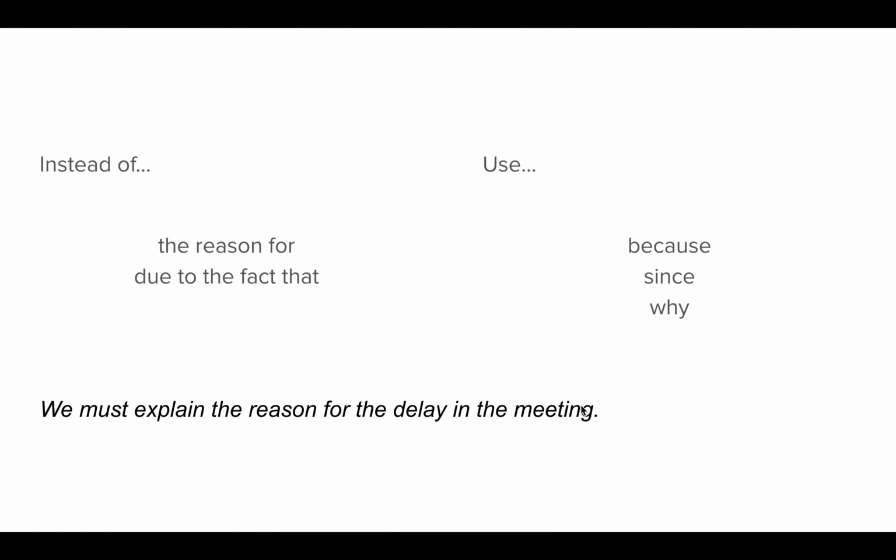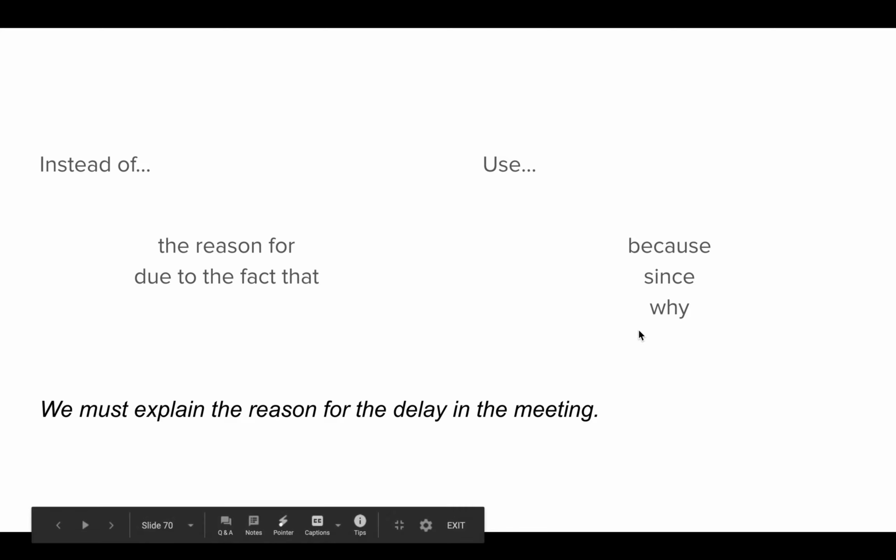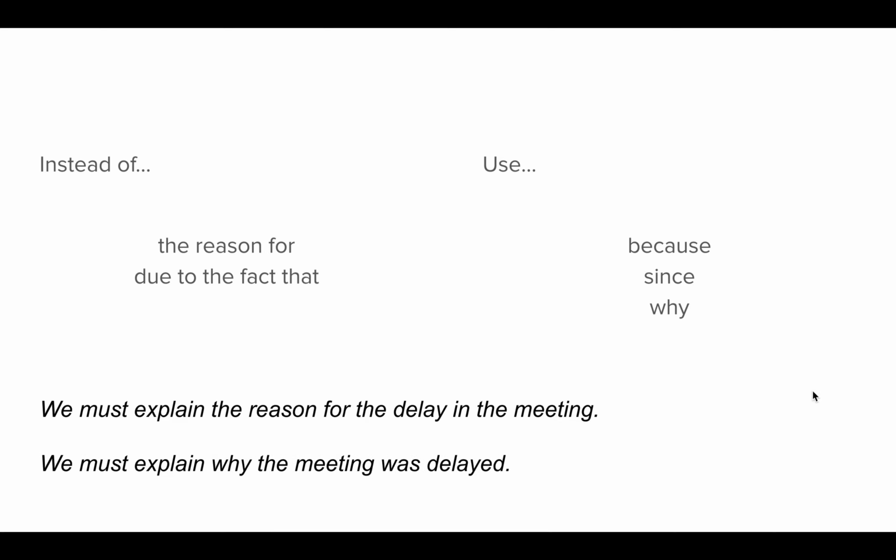So this illustrates another good principle here, or kind of another important point, which is that when we switch out one of these words for a phrase or vice versa, we're going to have to change the structure of the sentence just a little bit. Okay. So if I'm going to revise this, I'm going to replace the reason for with why. It's going to look like this. We must explain why the meeting was delayed. Okay. We must explain why the meeting was delayed.